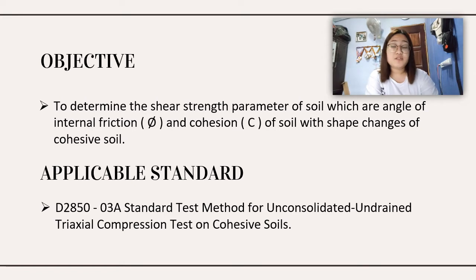Objective: to determine the shear strength parameters of soil, which are the angle of internal friction and the cohesion of soil, with shape changes of cohesive soil. Applicable standard: ASTM D2850-03, standard test method for unconsolidated undrained triaxial compression test on cohesive soils.